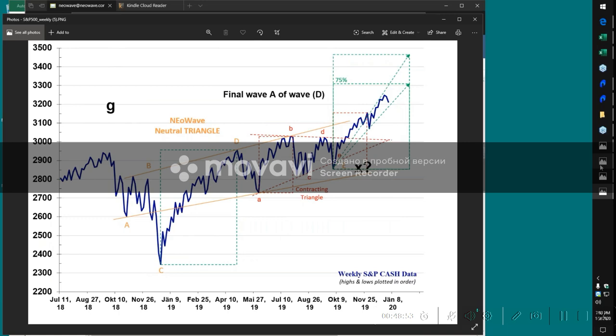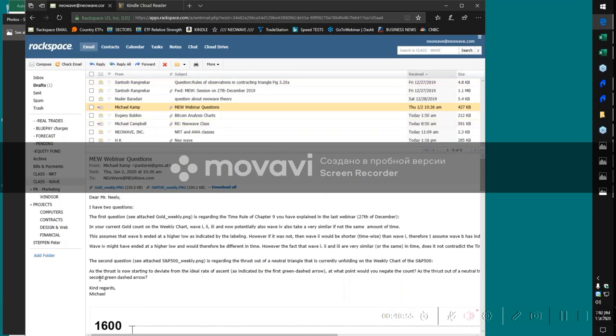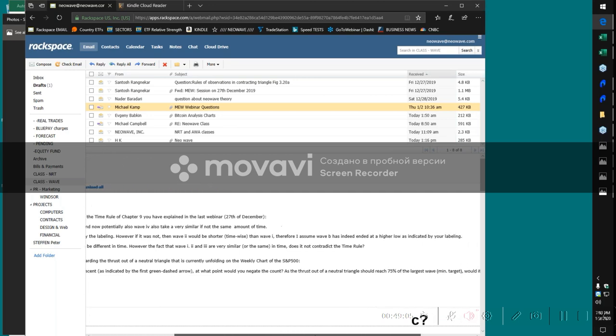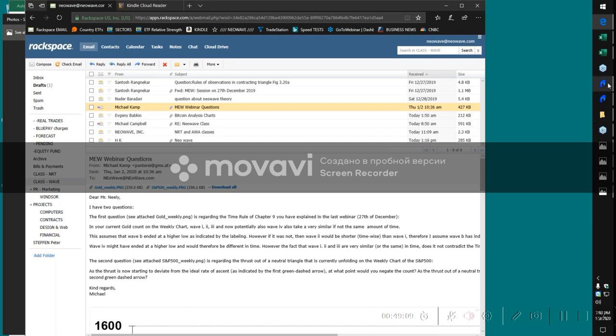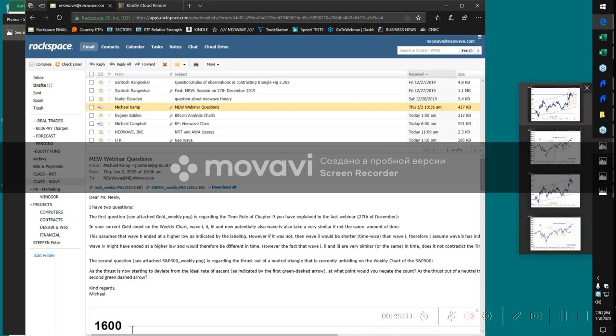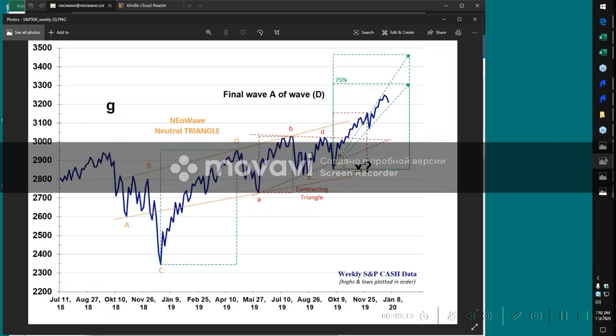He's asking about, says, second question is regarding the thrust of the neutral triangle. Says, as the thrust is now starting to deviate from the ideal rate of ascent, at what point would it negate the count? Okay, so the initial assumption, even though it's not mandatory, is that it would be approximately equal to the largest wave of the neutral triangle. But neutral triangles aren't quite the same as contracting triangles.